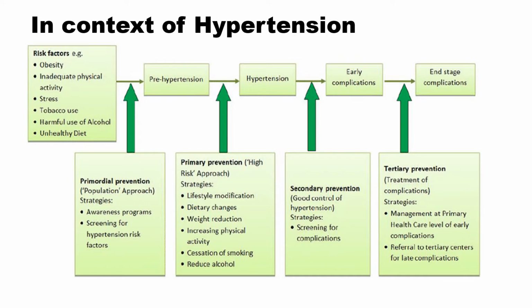From hypertension to early complications, that is the secondary prevention level. Here the aim would be good control of hypertension, and the strategies would involve screening for the complications. Tertiary prevention would focus on the phase from early complication moving on to end stage complications, and it would involve the treatment of the complication. The strategies involved would be management at primary healthcare level of early complication, and if necessary referral to tertiary centers for late complication. So this is basically a skeletal framework that I am giving you to build on for your questions.